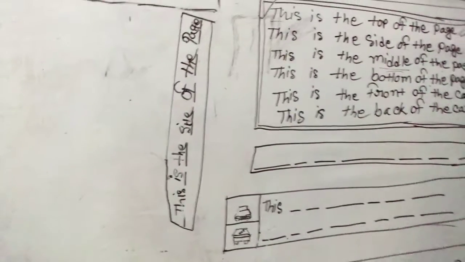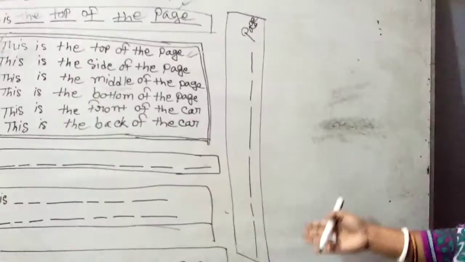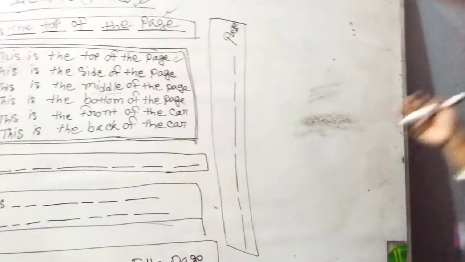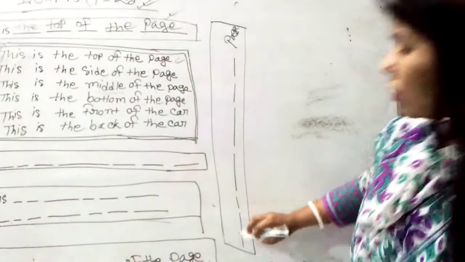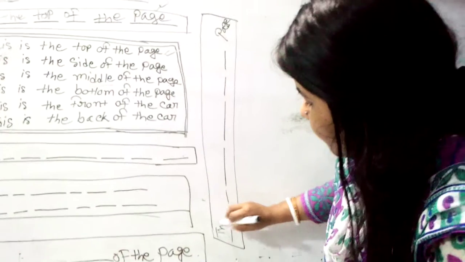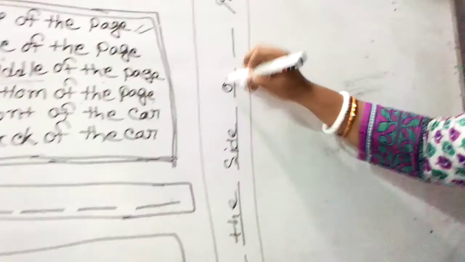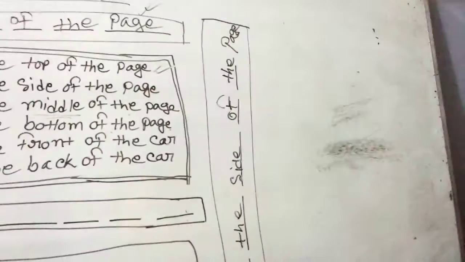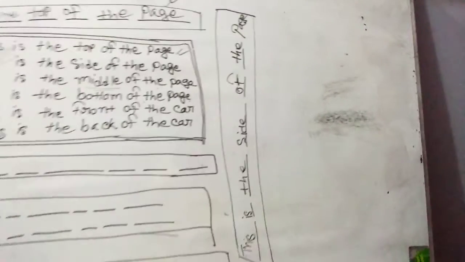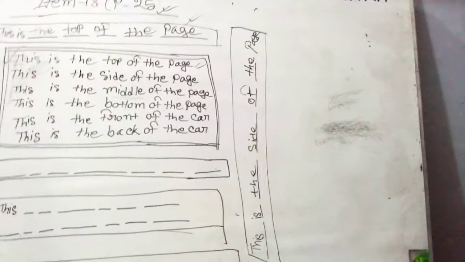Now coming to the next one, see there is also a side picture. Okay, this is from the side. In your book there will be two boxes from two different sides. Okay, this is also the side of the page. You have to write in this way, in this angle. Okay baby, this is the side of the page.